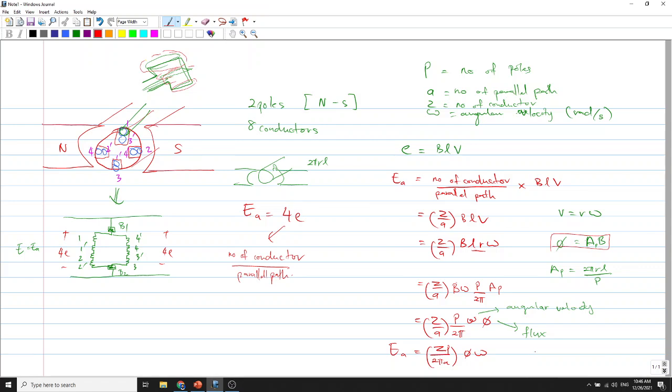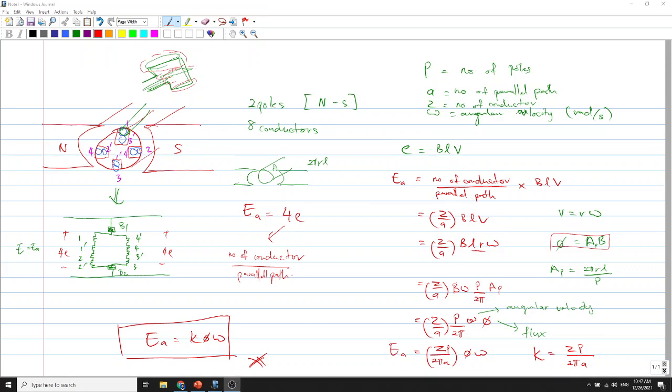Sometimes we can replace K equal to Z P over 2 pi A, and then we can rewrite again like this: E A equal to K flux omega. So this is the induced voltage in the DC machine.